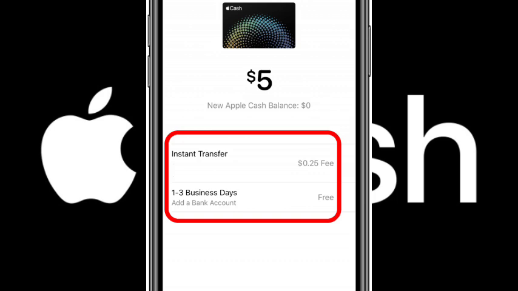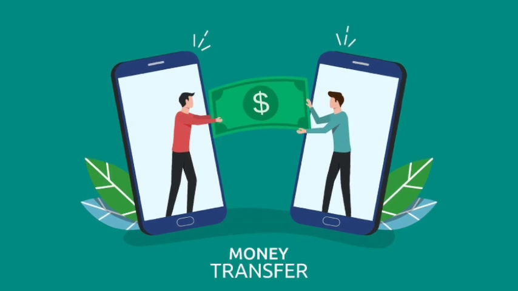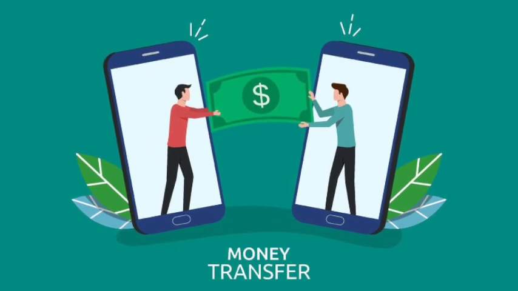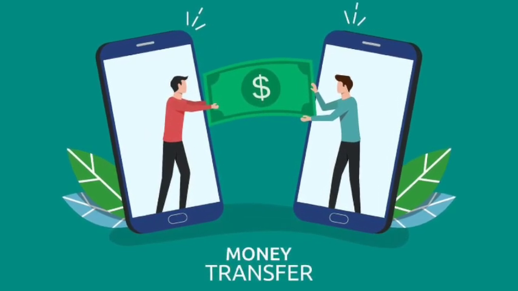The second is Standard Transfer. This uses a linked bank account via ACH and is completely free. It takes 1 to 3 business days. If you initiate this after 7 p.m. EST or on a weekend, the clock doesn't start until the next business day.